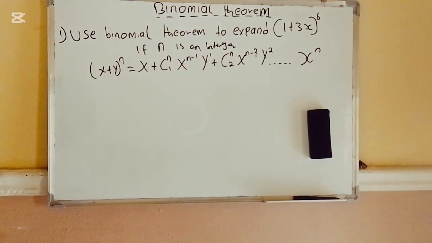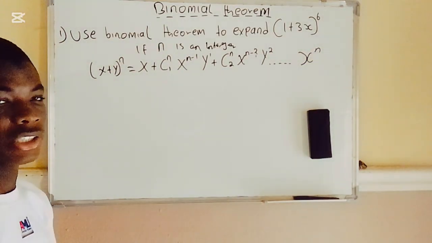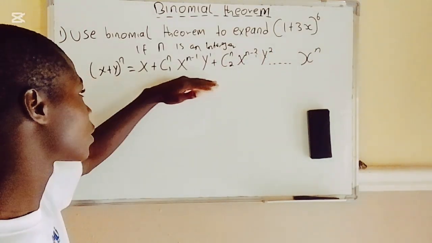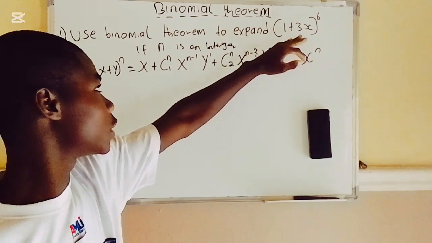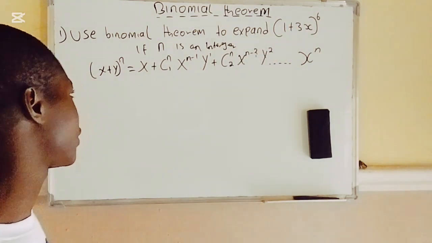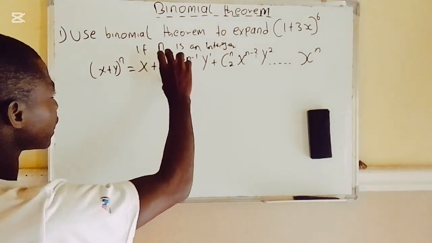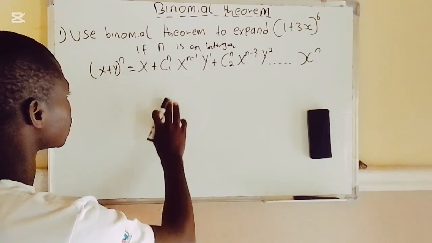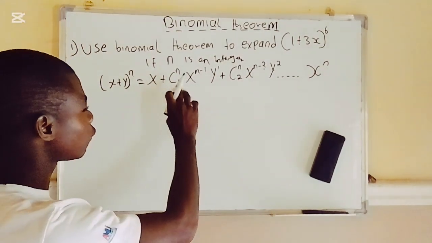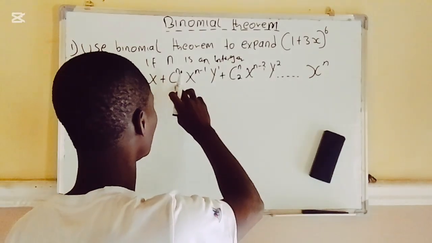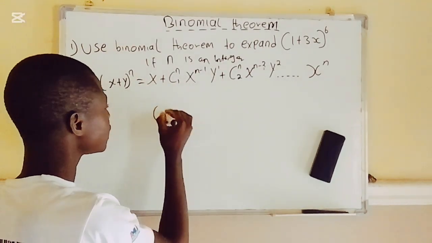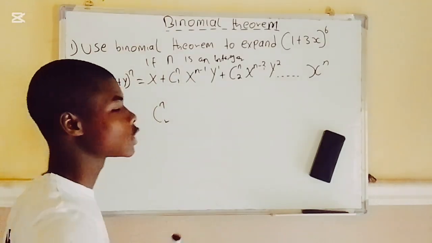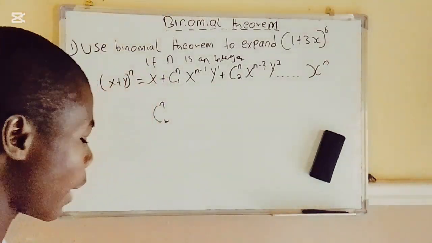So if n is an integer, the way we can solve this kind of problem, we are going to use this procedure in order to expand this binomial. As you can see, this is n combination r, where the value of r starts at 1. In this C(n, r), the value of r will be increasing by 1.